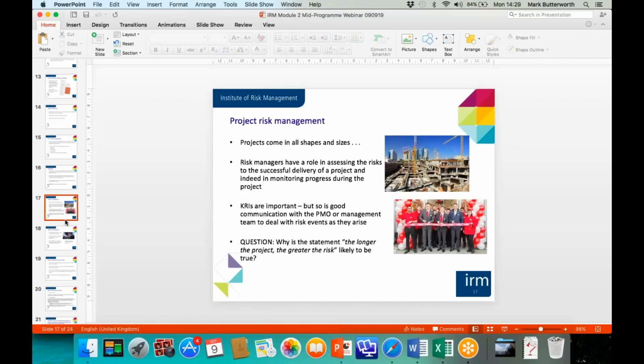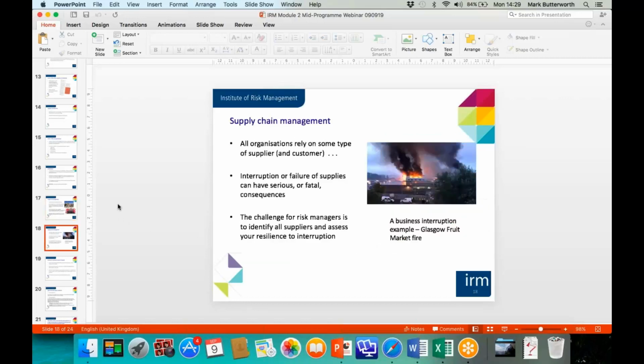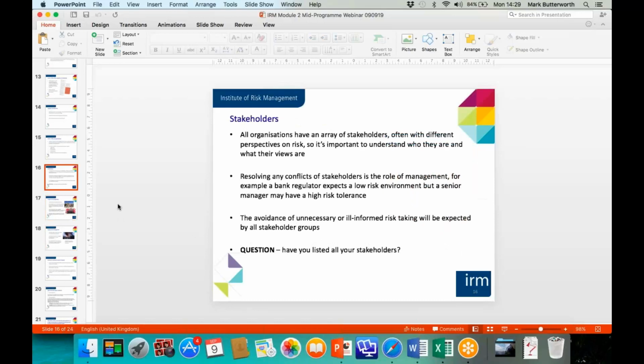Well, I would say it's likely to be true. I'm going to answer my own question here. It's likely to be true because the longer time you have from your original assumptions of the risk, the greater chance there is of either new risks arising or a change in the status of risk that you assessed at the beginning of the project. So, hang on, I'm jumping about here.